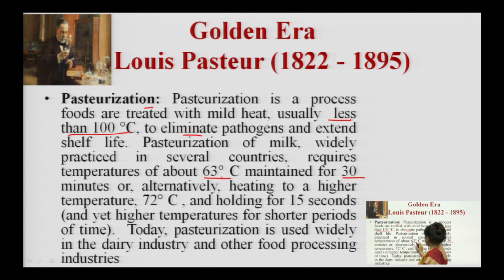As you can see, two parameters: 60 degrees centigrade maintained for 30 minutes, or alternatively heating to a higher temperature, 72 degrees centigrade for 15 seconds. We will obtain a sterilized form of product. Sterilized product we will obtain if we increase the time span and reduce the heat. Heat is reduced and time span increased, and yet higher temperatures are available for shorter periods to get a pasteurized product. Today pasteurization is used widely.